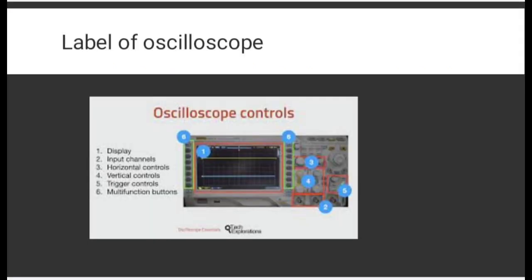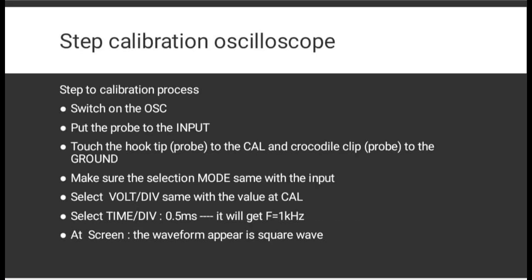The next picture is the label of oscilloscope, but there are only four front oscilloscope controls, which are display, horizontal control, vertical control, and trigger control. Next, I'm going to explain the steps of the calibration process of oscilloscope.